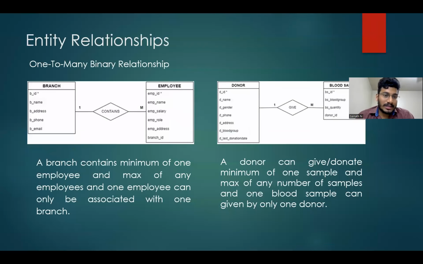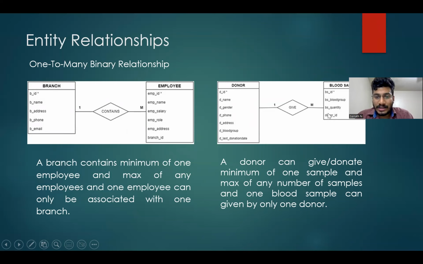And coming to this, I have broken it down into individual entity relationships. For the present use case, it's a one-to-many binary relationship. And coming to the tables or the entities here, I have considered employee and the branch. And this is how I connected using a 1:M relationship. A branch contains a minimum of one employee and a maximum of any number of employees. Basically, a branch can contain any number of employees, and one employee can only be associated with one branch.